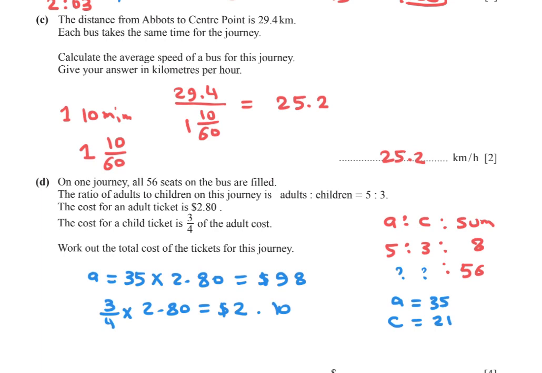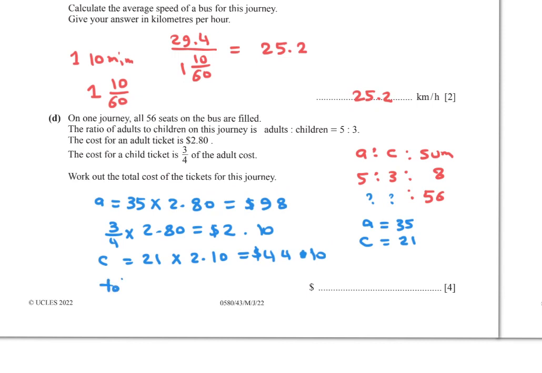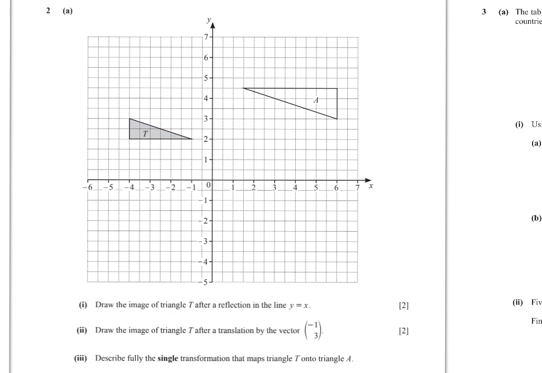Now to find the cost for the children, the number of tickets, which is 21 times $2.10 equals $44.10. Now the total cost, add 98 plus 44 and 10 cents equals $142.10.